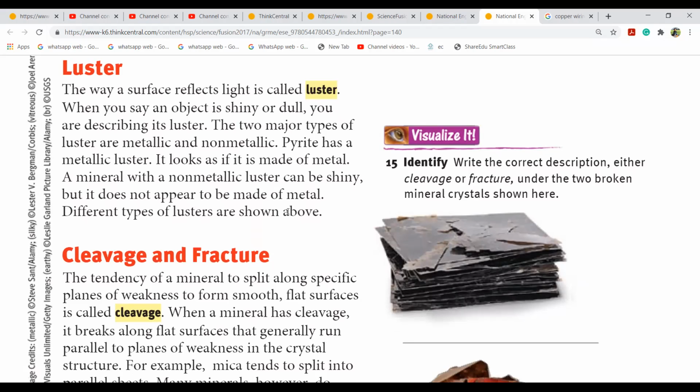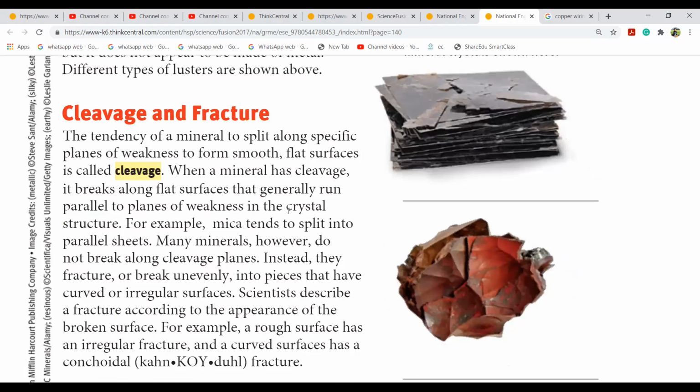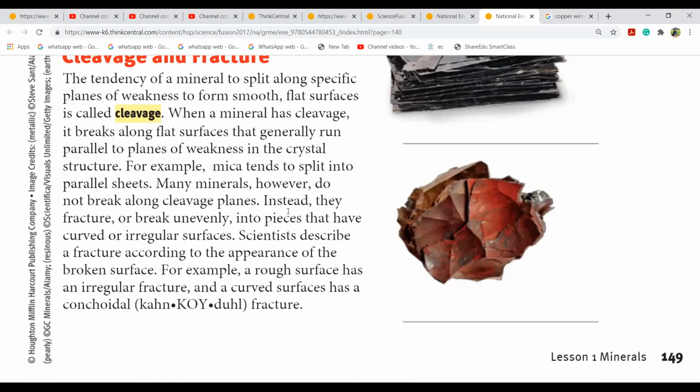Then I showed you the cleavage, how it splits, how often it splits. That is called cleavage. If you break them and again it gives you a smooth surface, that is cleavage. You remember that? I showed you yesterday. They bang it with a hammer and then again they see a very smooth surface that has a regular fracture. That's called cleavage.